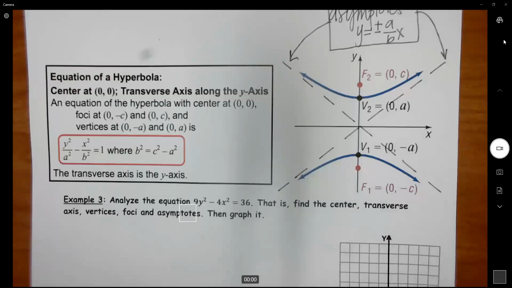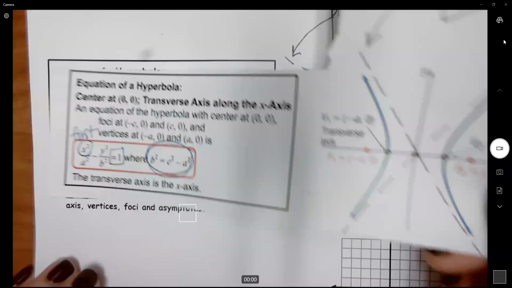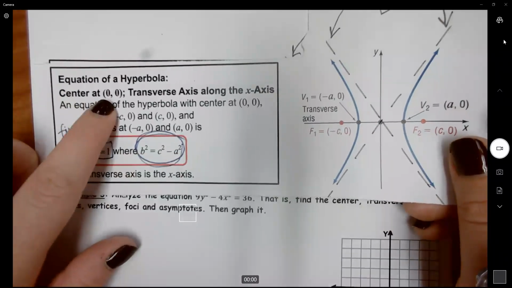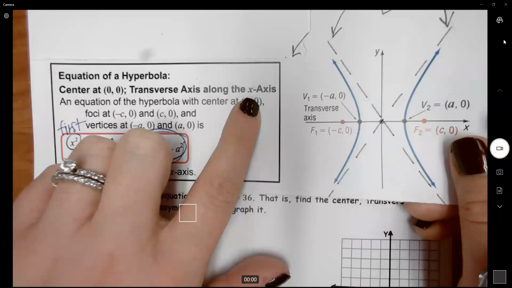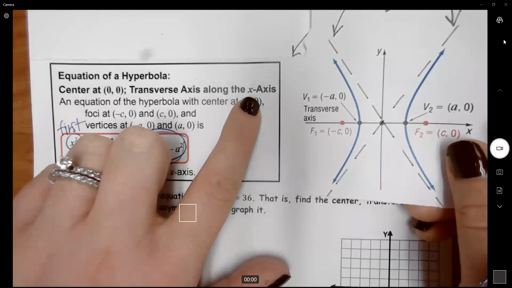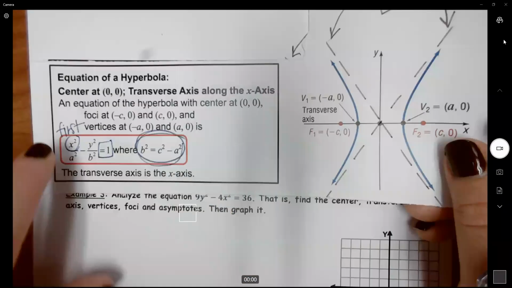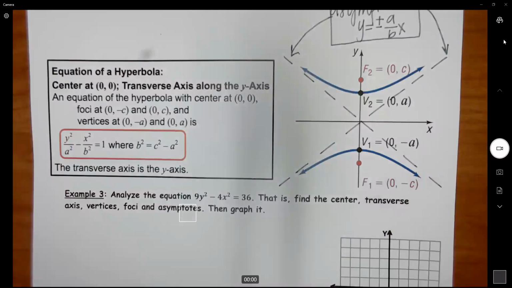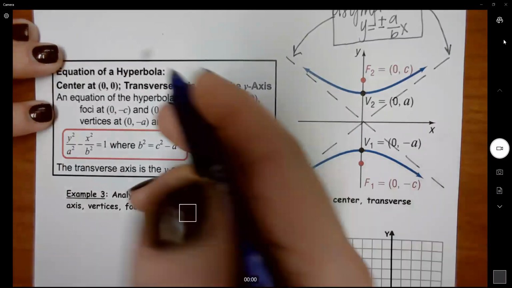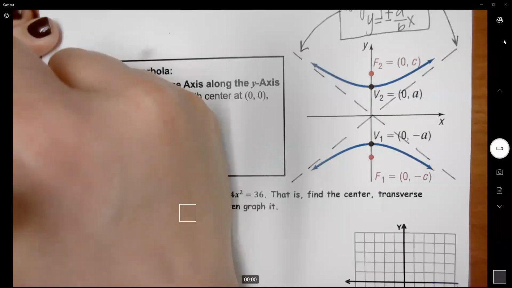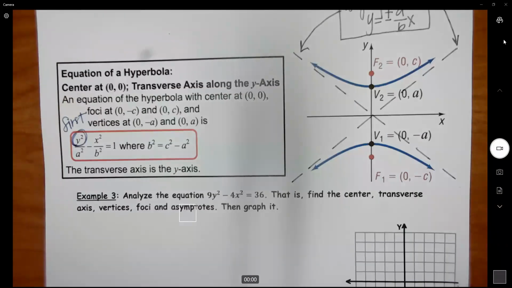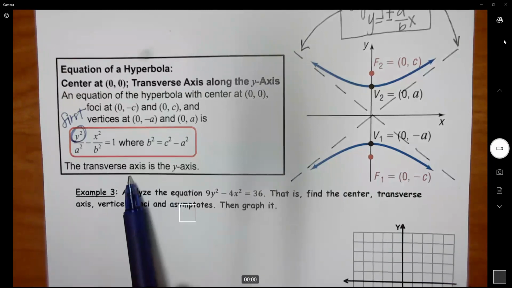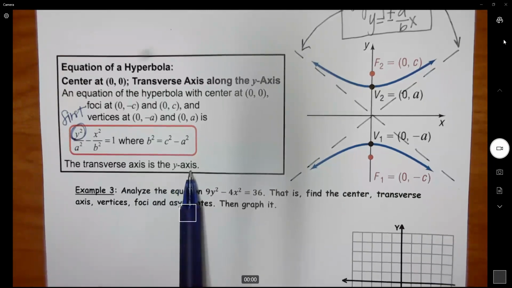In this video, we're going to go over hyperbolas that are centered at 0, 0 and that have a transverse axis along the y-axis. Last video, we went over hyperbolas centered still at 0, 0, but with the transverse axis along the x. And you know the difference: when it is along the x-axis, your x variable will be first. So now on these, because my y squared is first, that is how I know that the transverse axis is along the y.